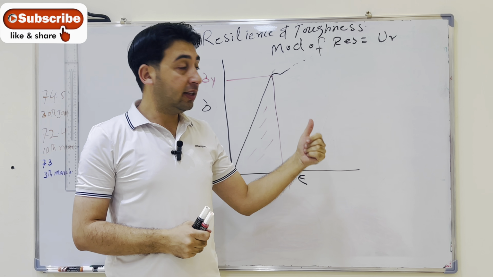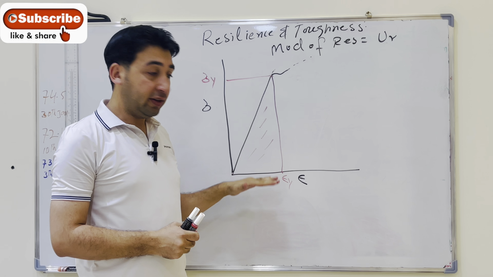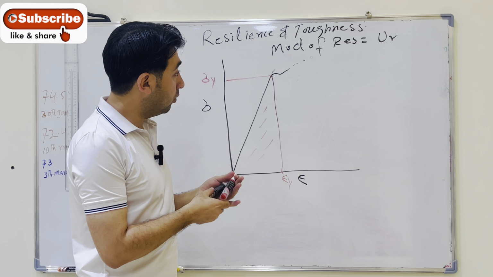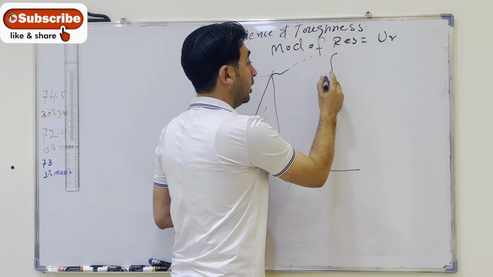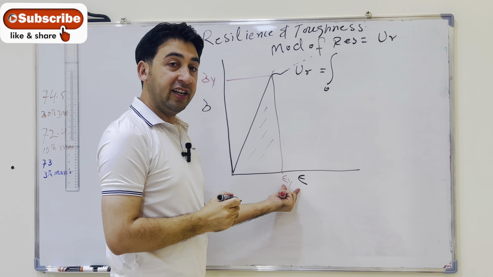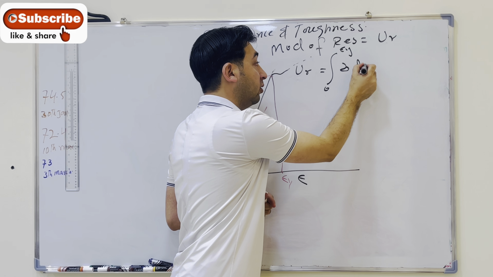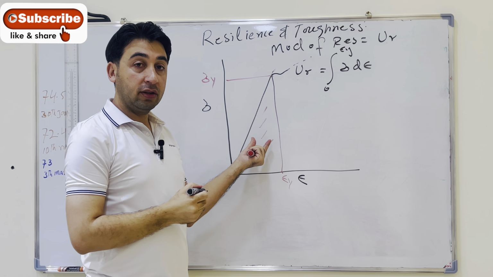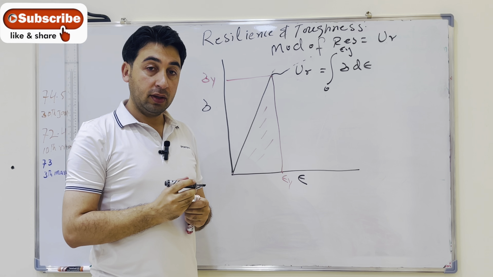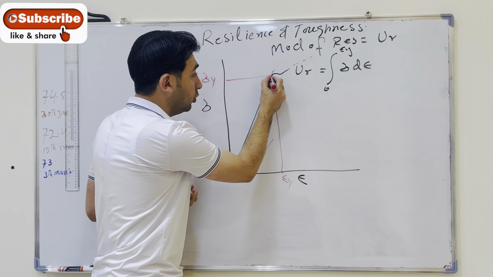As we say, this is the energy absorbed by the material. So what we can do, if we integrate this curve with respect to the strain, we can get the modulus of resilience. How? This UR is equal to the integral from 0 to yield strain, epsilon y, of stress with respect to strain, and we will get this area. And this area will give us the energy absorbed by the material in this region till the elastic point.